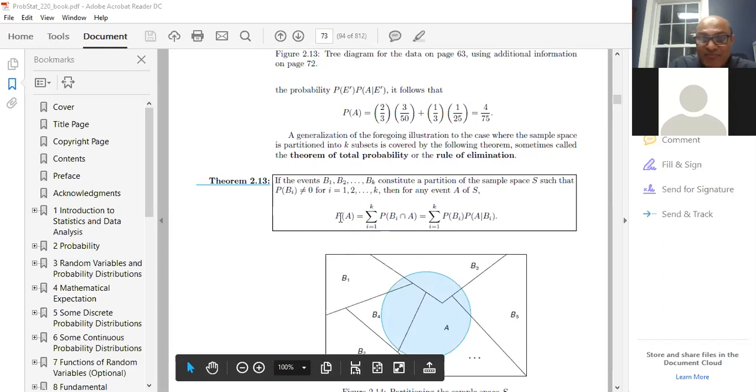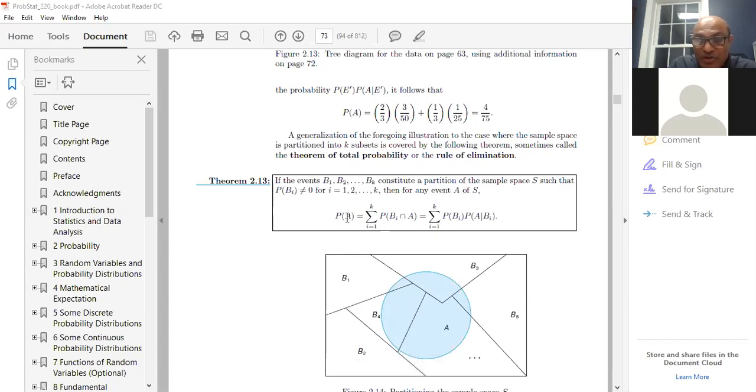Now, I'm finding the probability of selecting the volleyball team. That is the sum of the probability of B1, which means freshman, multiplied by the probability of a volleyball player given that he is a freshman. Plus the probability of B2, sophomore students, multiplied by the probability of A, he is a volleyball player, given that he is a sophomore student. Same way, the probability of A given that he is from junior, and the probability of A given that he is from senior. So that is the total probability.